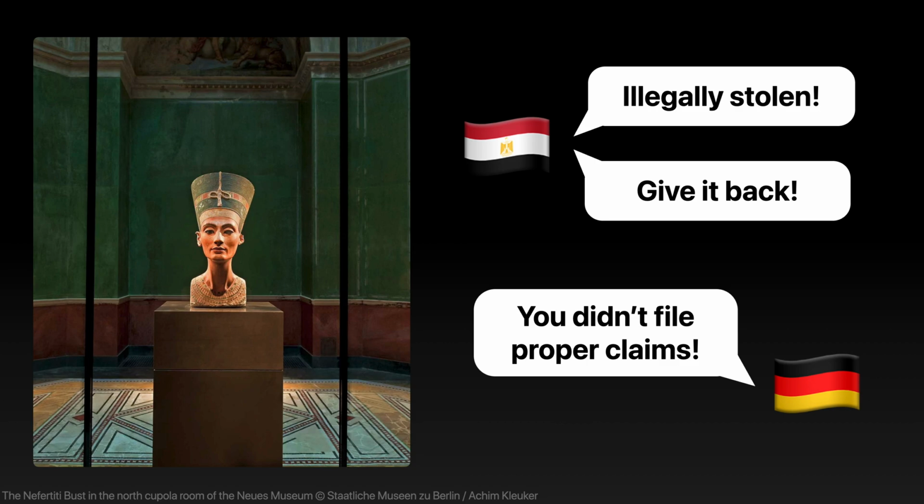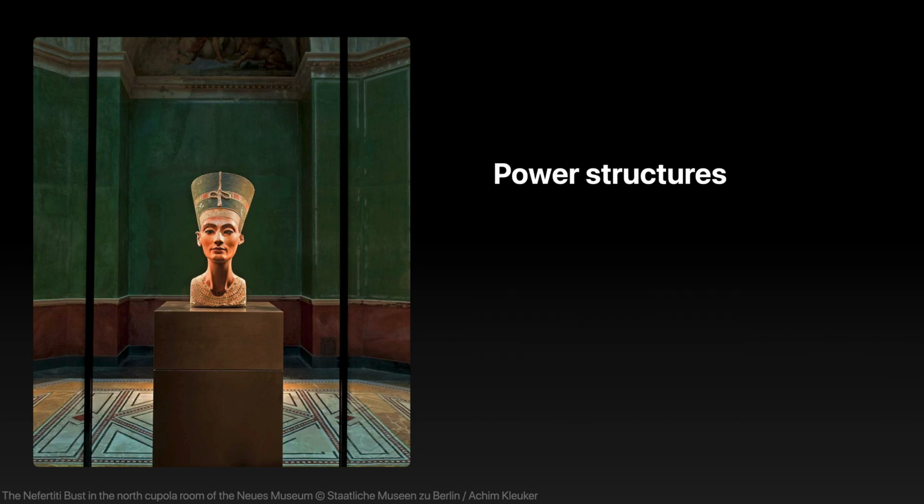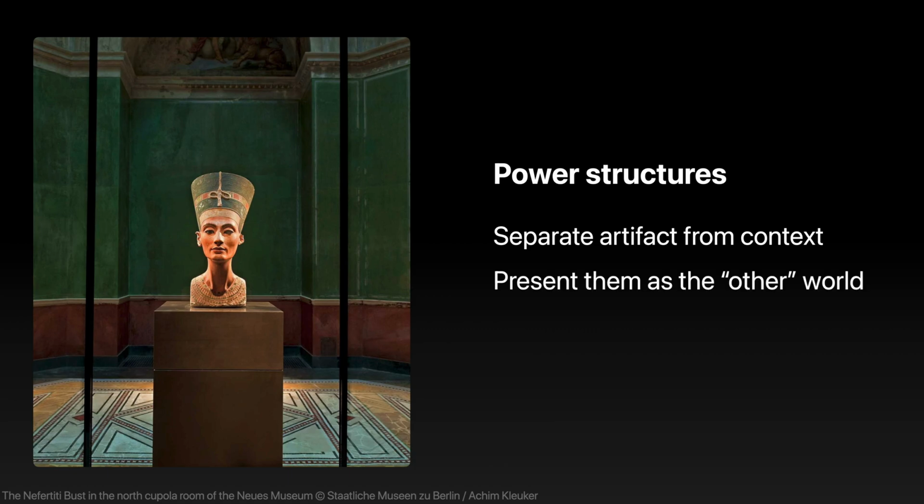And hidden behind there are some power structures of the museum. Because the museum separated artifacts from the context. It separated the whole Egypt queen thing from the context of Egypt and Egyptian history. Which means the Egyptian world is presented as the other, while Germany as the Western world is presented as the center of the whole cultural heritage. It's basically like, we are Germany, and we have this thing from the other world we can see right here, but we don't have any context for it.